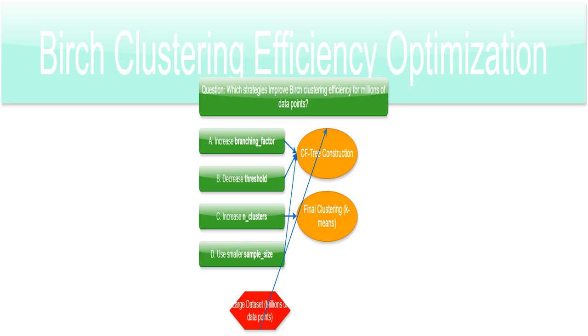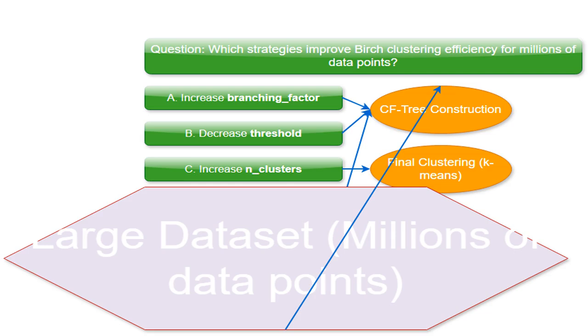I'm focusing on how to make Birch clustering faster when dealing with tons of data. We're talking millions of data points here. That's a big job for any algorithm. This highlights the scale of the problem. Millions of data points means standard clustering techniques will take forever. That's why we need smart strategies to speed up the Birch algorithm.